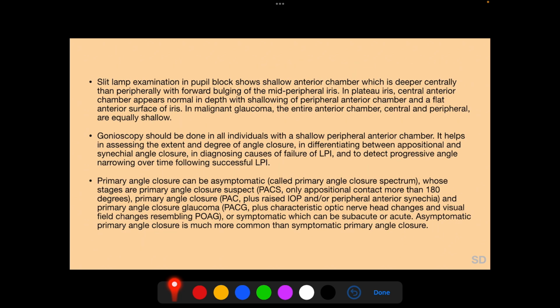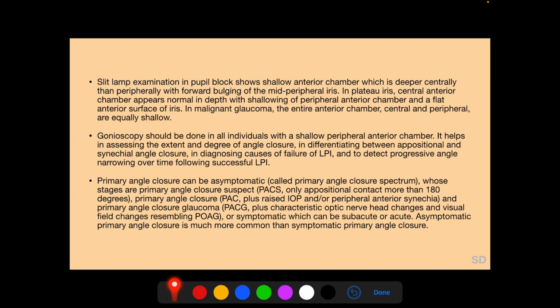Slit lamp examination in pupillary-block shows an overall shallow anterior chamber which is relatively deeper centrally than peripherally, with forward bulging of the mid-peripheral iris. In Plateau-iris, the central anterior chamber appears normal in depth with shallowing of the peripheral anterior chamber and a flat anterior surface of the iris. In malignant glaucoma, which we will be discussing in a subsequent session, the entire anterior chamber, both its central and peripheral portions, appear almost equally shallow.